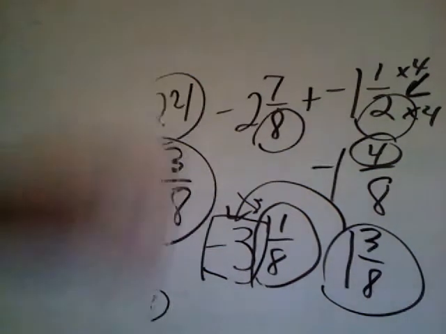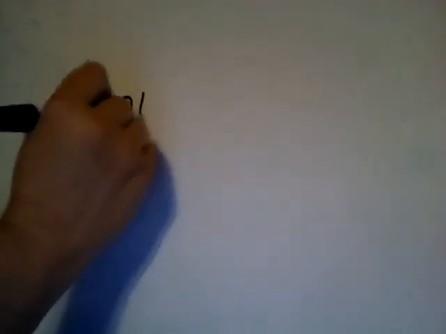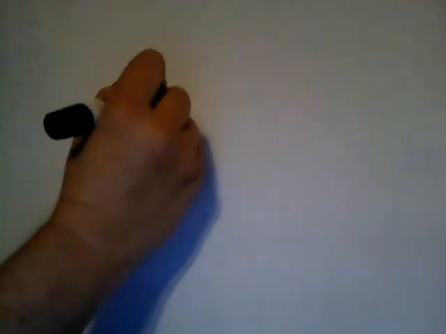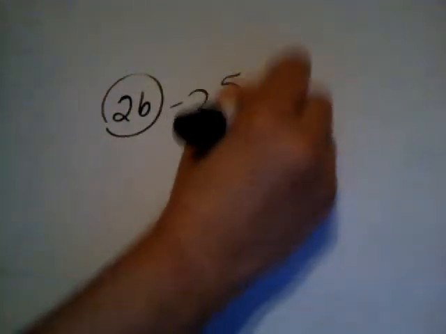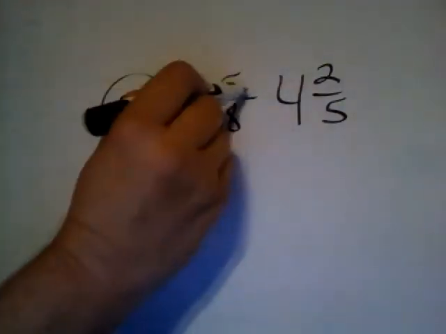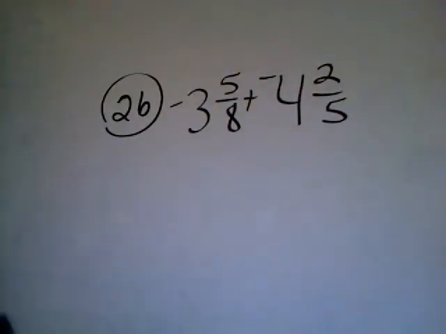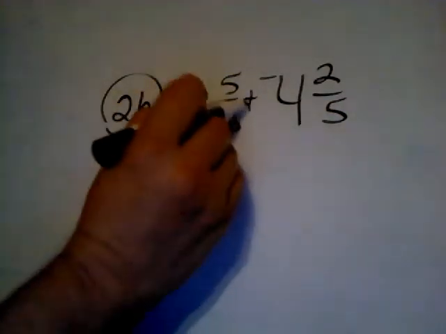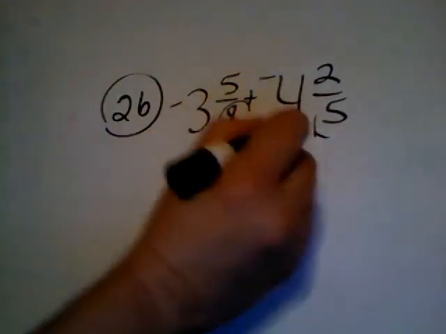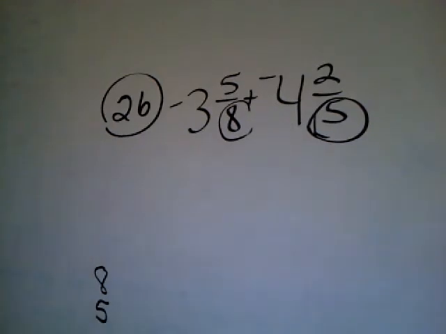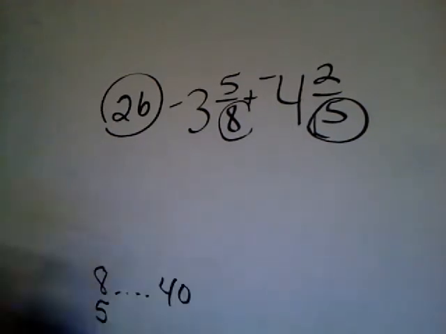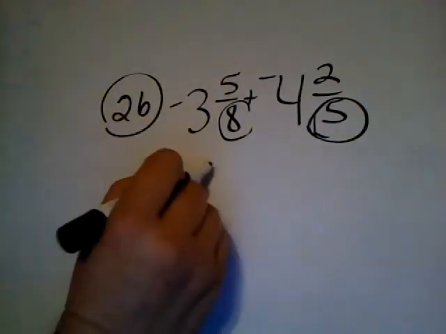Okay, I'm going to work a couple more, and then I'm going to let you work some by yourself. Number 26. Number 26 says negative 3 5/8 minus 4 2/5. Well, first off, let's go keep it, change it, change it. So the signs are the same, so we're going to add. The problem is our bottom numbers are not the same. They have to be the same. The denominators have to be the same. So we've got to count by the 8 and the 5. And I know if I count out here, I'm going to find a 40. So my common denominator is going to be 40.